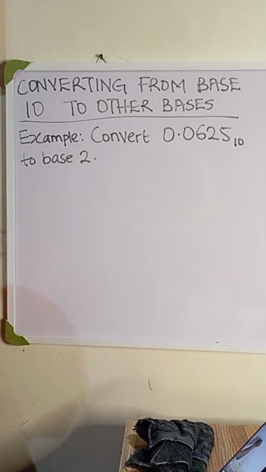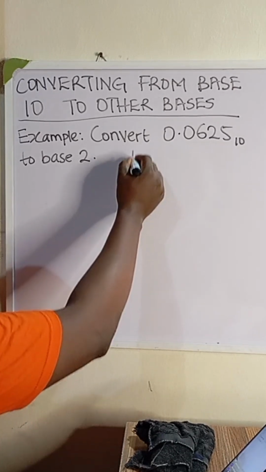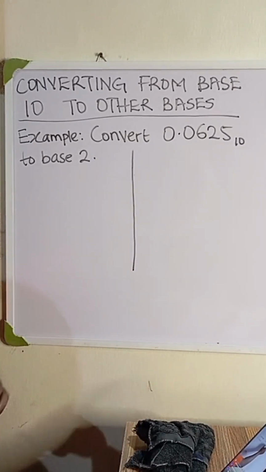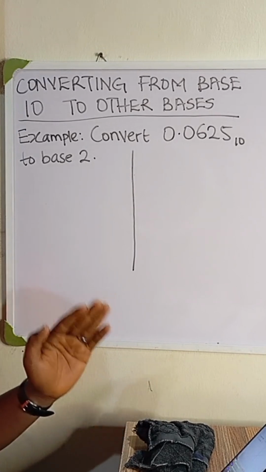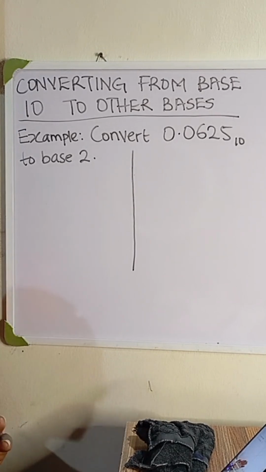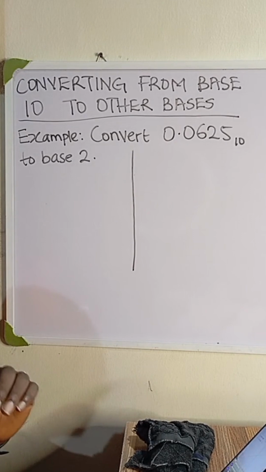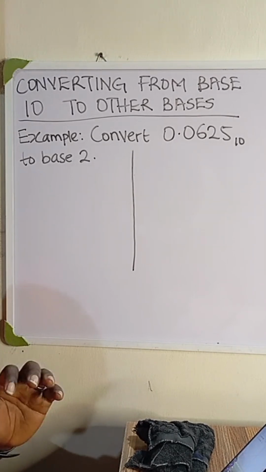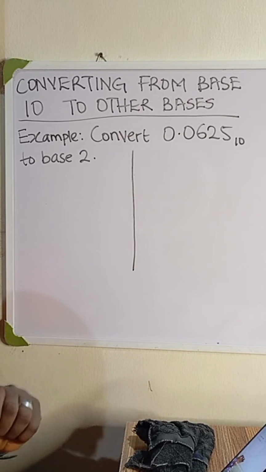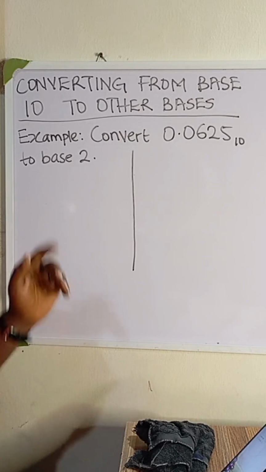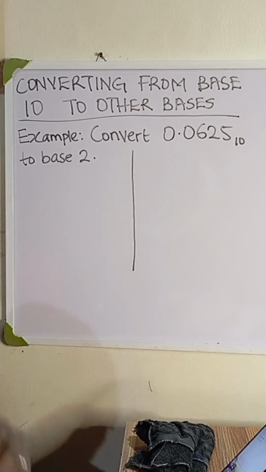So we want to convert 0.0625 base 10 to base 2. Okay, so let's see. Now, let's look at the contrast between converting whole numbers in base 10 to other bases, and converting decimals in base 10 to other bases. When we are converting whole numbers in base 10 to other bases, we were dividing by the base we are converting to, right?